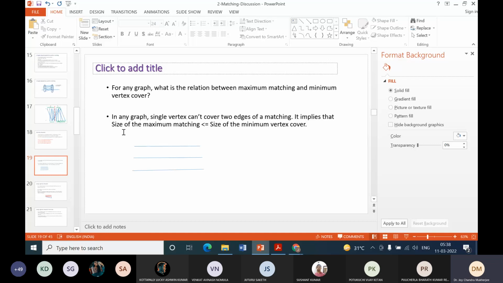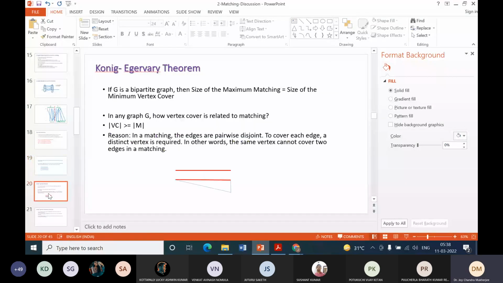Now what we are trying to prove is like this. तो ये यहाँ पे लिखा गया है. You have to prove that if G is a bipartite graph, then size of the maximum matching equal to size of the minimum vertex cover.